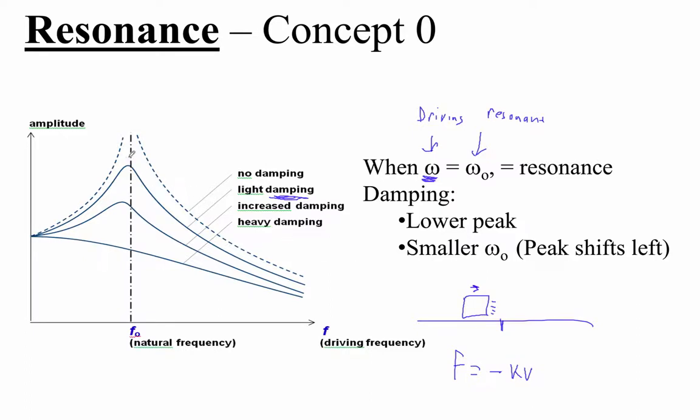Notice that as we increase the damping, two things happen with this. Okay, the peak gets lower, right? So the peak moves down, and then the peak also shifts slightly to the left. This makes sense. This is frequency here that we're talking about, right? And so the frequency gets less, the period gets longer.